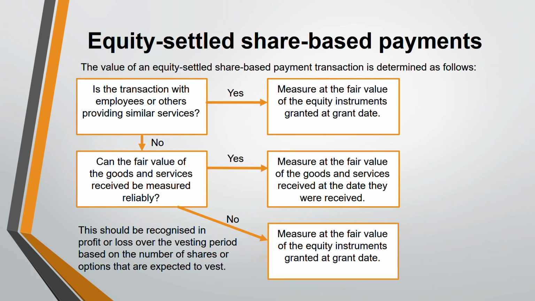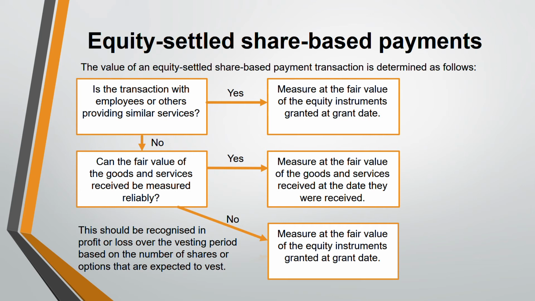Next, this should be recognized in profit or loss. That means this expense, this equity settled share based payment, there will be an expense from this that should be recognized in profit and loss over the vesting period. If the vesting period is 3 years, over 3 years; 5 years, divide by 5 years, like that. Okay, it depends on the number of shares or options that are expected to vest. Let's say you are expecting that this many options will be exercised, so based on that you will recognize.